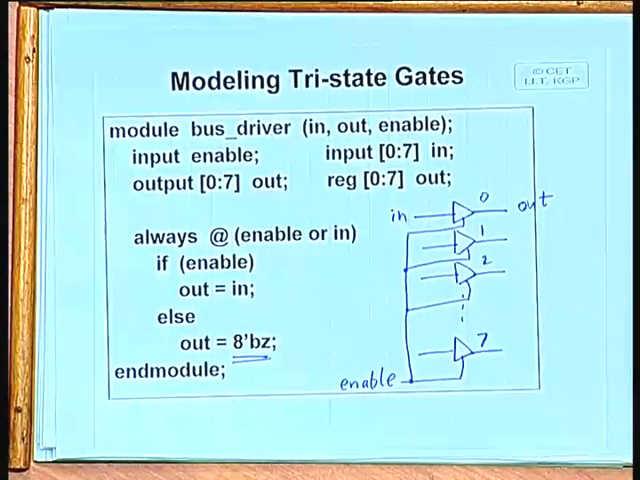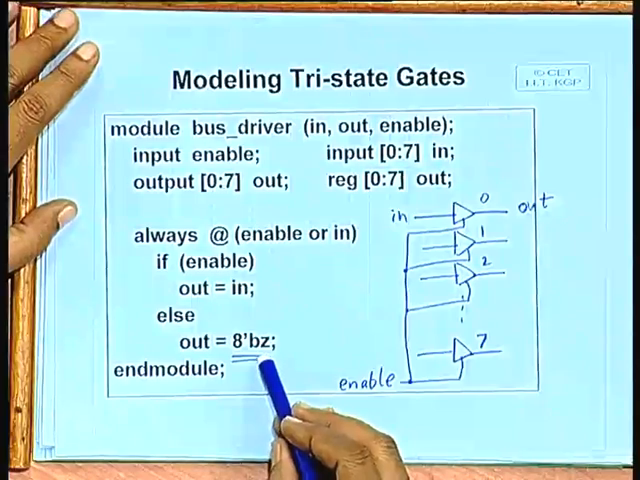So, here explicitly specifying is just this out is equal to 8 pieces.